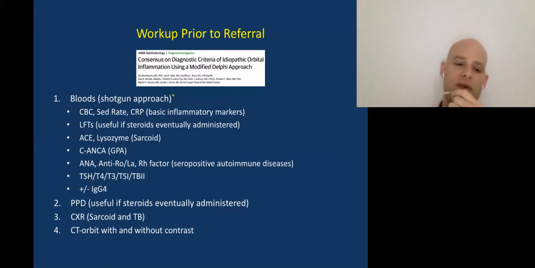And everybody, of course, gets imaging of the orbit with and without contrast. In my center, it's much easier and quicker to get a CT, so I get a CT. If you're more comfortable with an MRI, you can get an MRI, but I generally am more than happy just getting a CT of the orbit with and without contrast. Is the workup clear? The acronyms are clear?